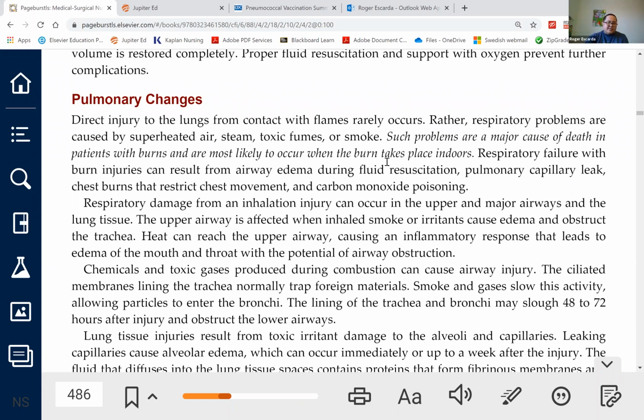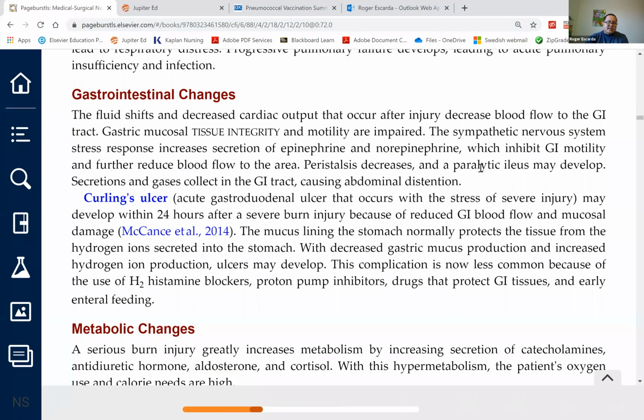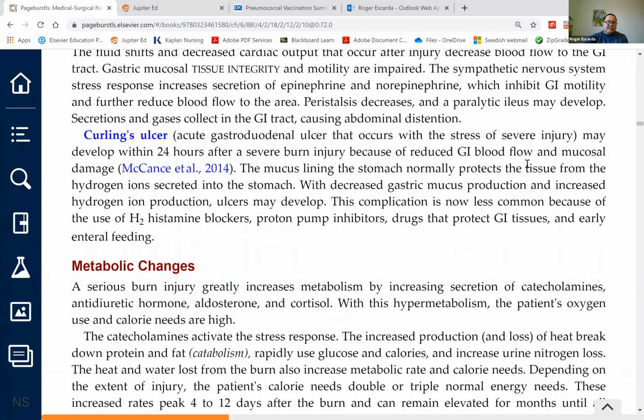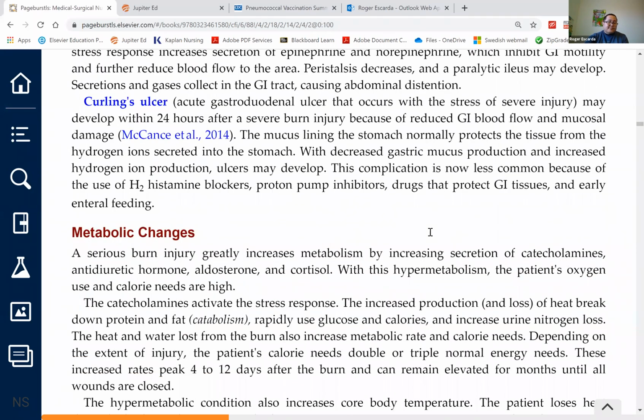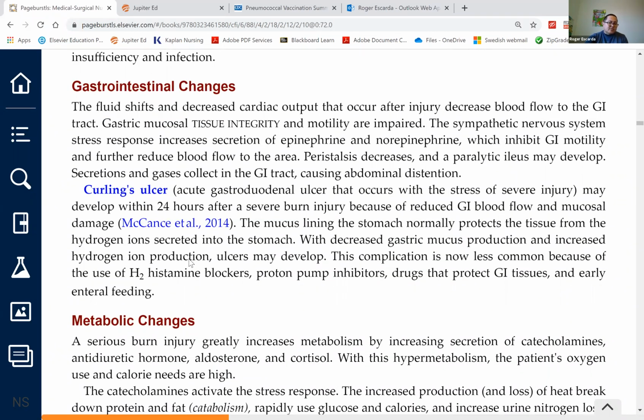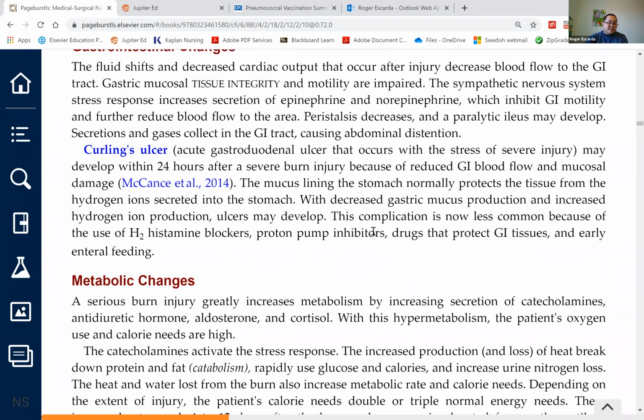Okay, peristalsis decreases at least, and in some cases you'll have ileus, absolutely no motility. Because this is a severe injury, the patient will develop stress ulcers, or specifically for ICU patients, we call it Curling's ulcer. So, of course, interventions would include giving prophylactic proton pump inhibitors here, or even H2 receptor blockers, to anticipate the development.